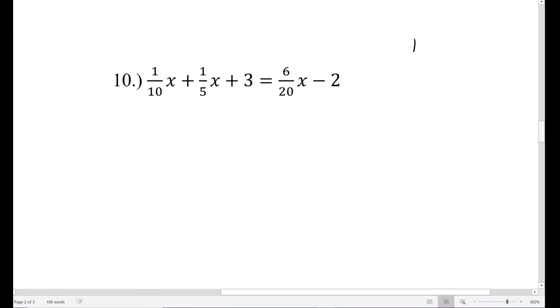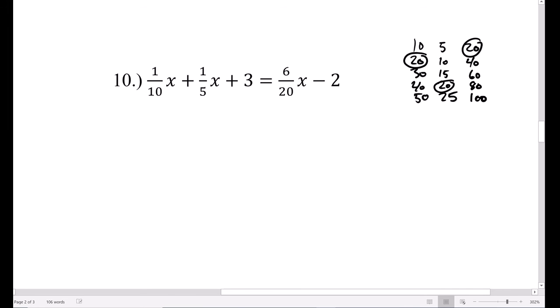Multiples of 10, so 10, 20, 30, 40, 50. Multiples of 5, 5, 10, 15, 20, 25. And multiples of 20, 20, 40, 60, 80, 100. So I look and I want the lowest number that shows up in all those lists. And I've got 20 here, 20 here, and 20 there. So everything's going to be in terms of 20ths.